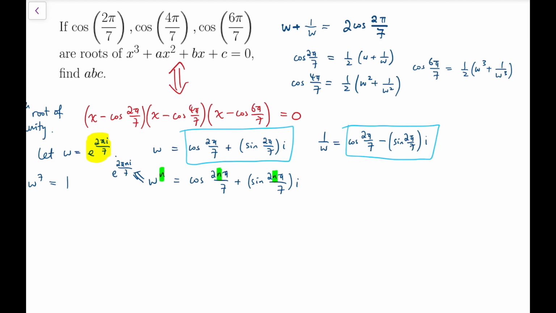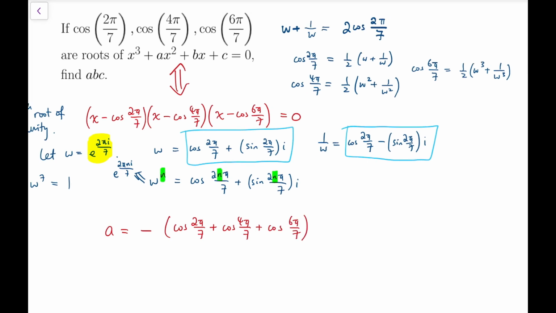So in fact, if we expand the polynomial in red and compare coefficients of like terms, you will have a equal to minus of cosine 2 pi over 7 plus cosine 4 pi over 7 plus cosine 6 pi over 7. So if I rewrite the cosines in terms of omega, I will have minus 1/2 of omega plus 1 over omega plus omega squared plus 1 over omega squared plus omega cubed plus 1 over omega cubed.